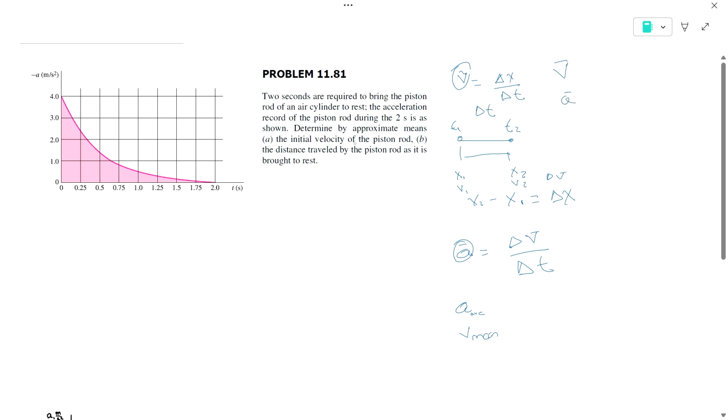So let's look at this example. Two seconds are required to bring the piston rod of an air cylinder to rest. And actually this example is very useful because in the past 5 to 10 years, internal combustion engines have had a lot of tuning and optimization so that they are very efficient in fuel flow and so that they have less emissions. And we can talk about that one day.